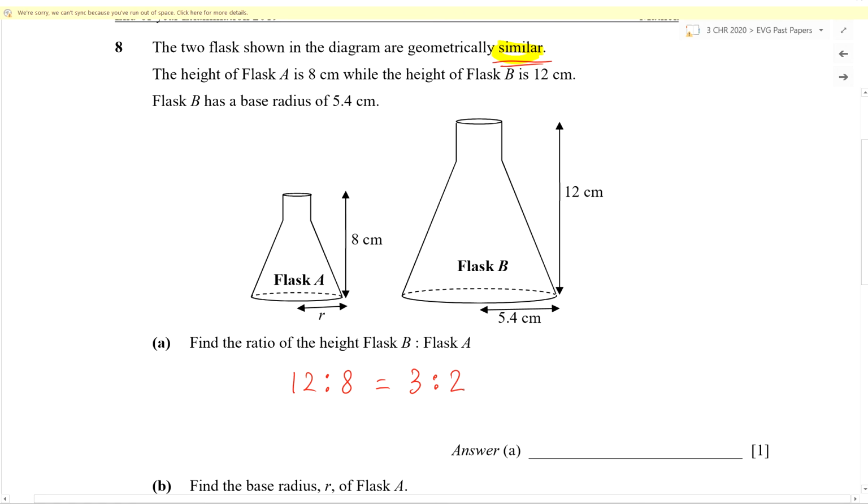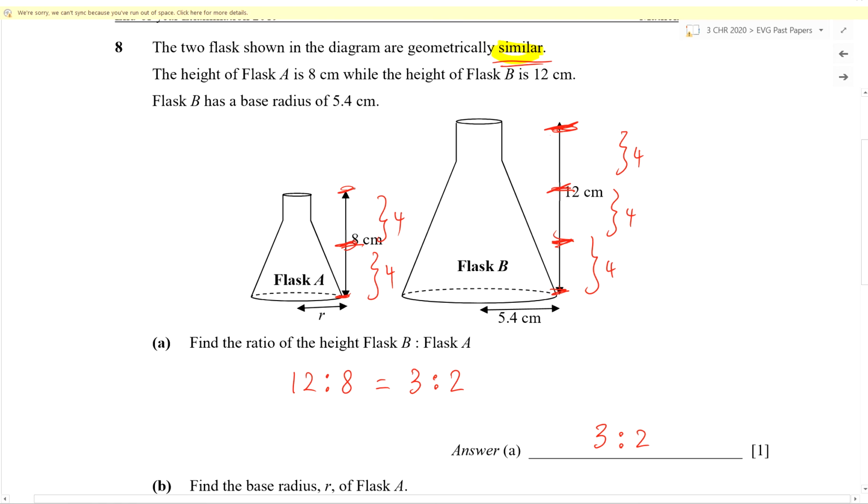Should I write units? No need. Ratio, no units. Oh, sorry. 3 to 2. Okay, so what this means is that this 12 cm, if I divide it into 3 parts, then I will get 4, 4, 4. Then over here, I divide this into 2 parts, I get 4 and 4. 3 units, 2 units. Can you see that? 1, 2, 3, 1, 2.